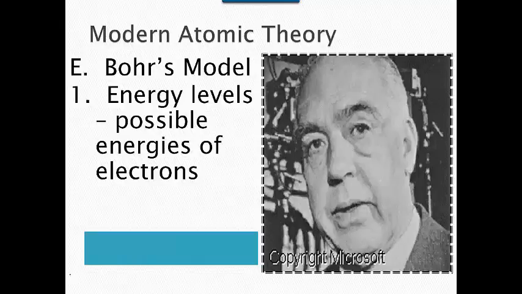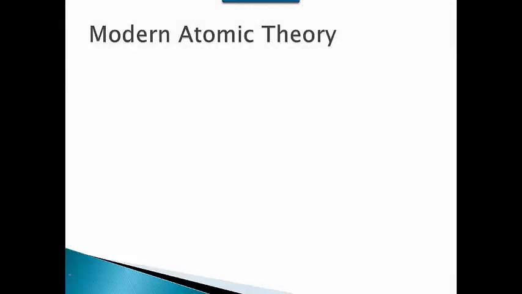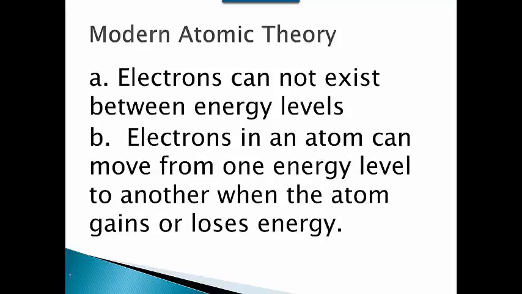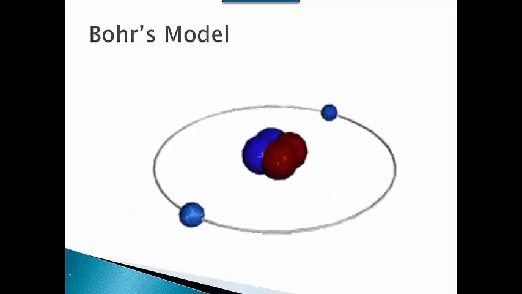Electrons can have more or less energy than each other. They're not all equal, and it really depends on how far away they are from the nucleus, the center of the atom. The closer they are, the less energy they have, and the further away they are, the more energy they have. So he said that electrons cannot exist between energy levels, and he also said that electrons in an atom can move from one energy level to the other. If they gain energy, they can move to a further away energy level, and if they lose energy, they can drop back down closer to the nucleus. So this would be Bohr's model.